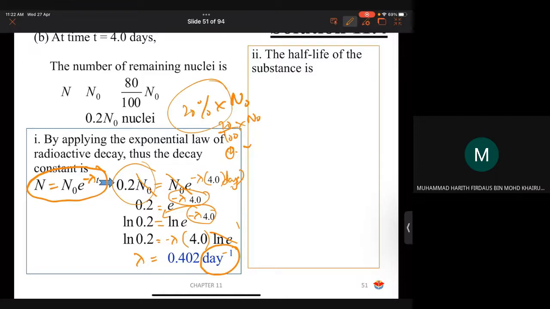Boleh tak? Number of nuclei sama dengan number of atom. Boleh juga, boleh sama, sebab dia boleh juga sama dengan mass, tak boleh lah. Number of atom boleh juga. Remaining number of atom boleh, sebab akan cancel kan. Make sure kalau you guna atom here, this one also should be atom. So nanti you cancel atom.